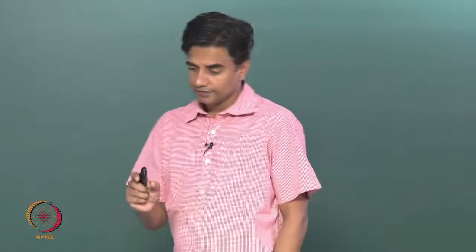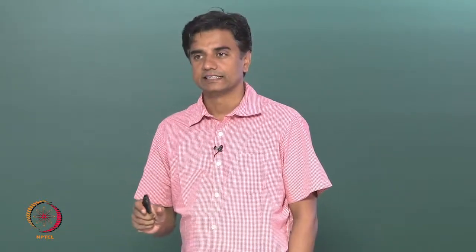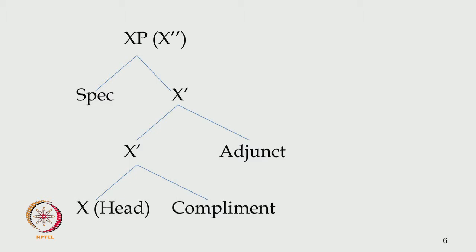How do we test these things? There are two, three tests that I can show you for this, and you will be able to see that these tests really work and they make sense in the following way. So this is the structure of an adjunct. This is how an adjunct is represented in the X-bar scheme.